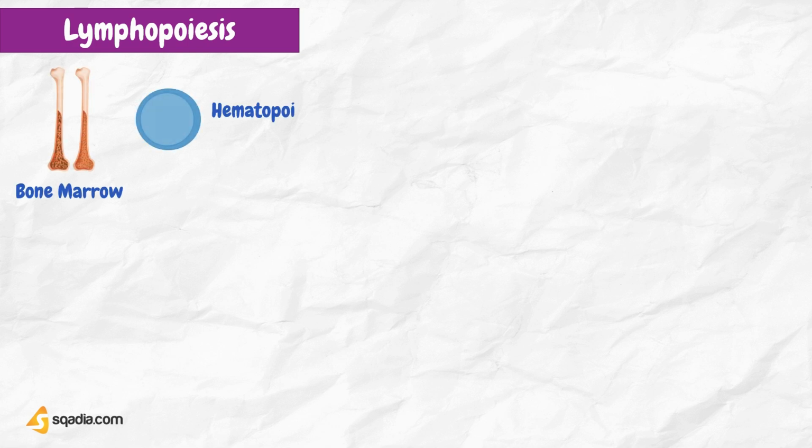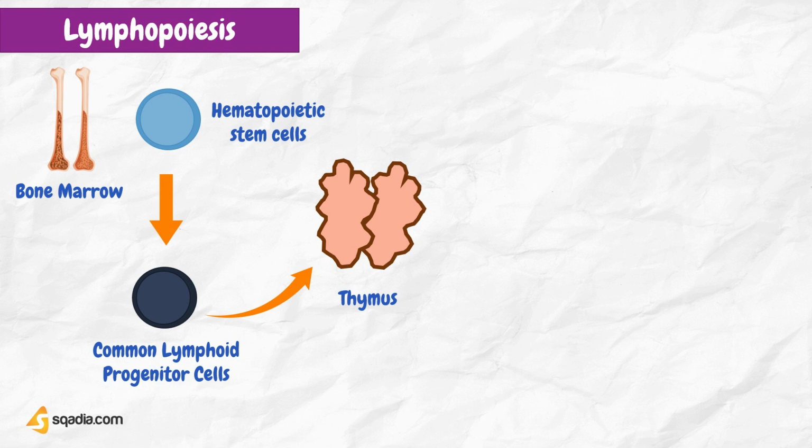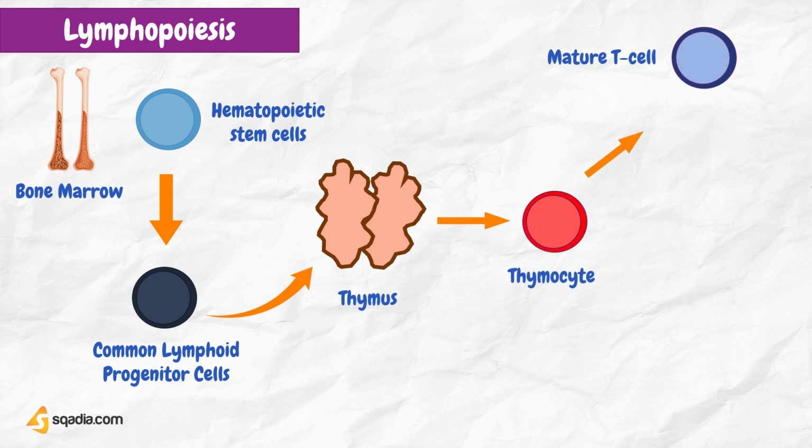T cells are produced by a process known as lymphopoiesis. Cells known as hematopoietic stem cells mature into common lymphoid progenitor cells, which then become either a B cell or T cell. To become a T cell, it migrates to the thymus and becomes a thymocyte, which then differentiates into a mature T cell, or the naive T cell as mentioned before.